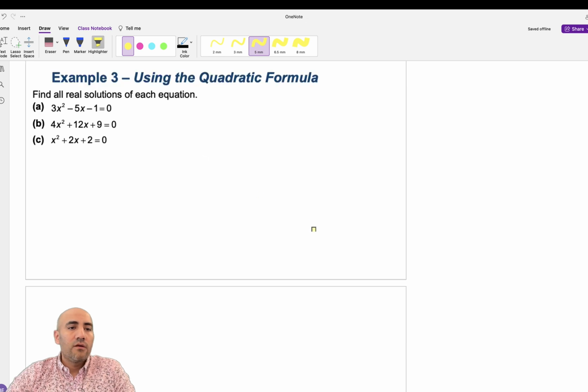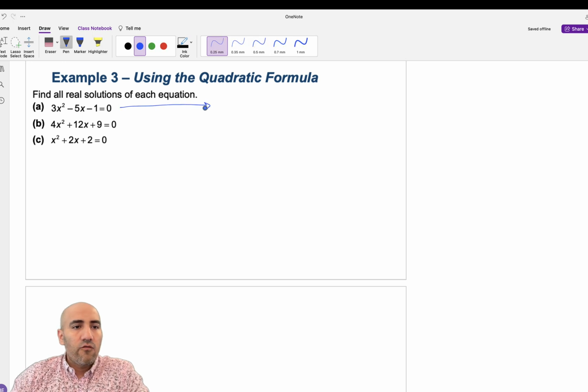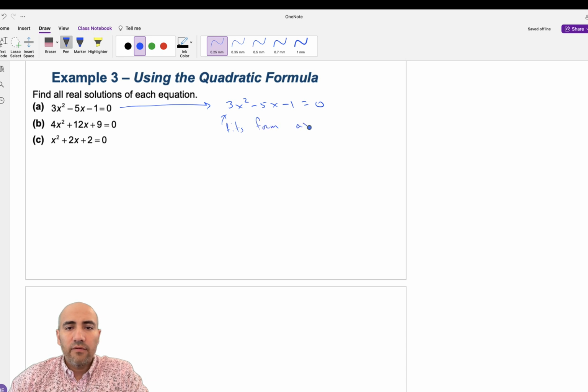Okay, so let's look at some examples where we use this formula to solve for roots. Okay, let's tackle these three questions. Find all real roots in each case. All right, so for the first one, we have 3x squared minus 5x minus 1 equals 0. Okay, so this fits the form of ax squared plus bx plus c equals 0, where a is equal to 3, b is equal to minus 5, and c equals negative 1.